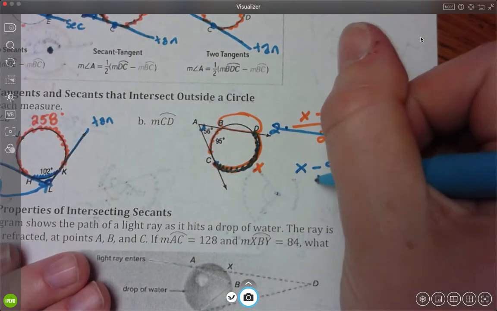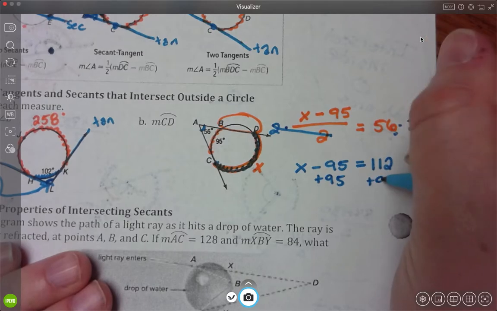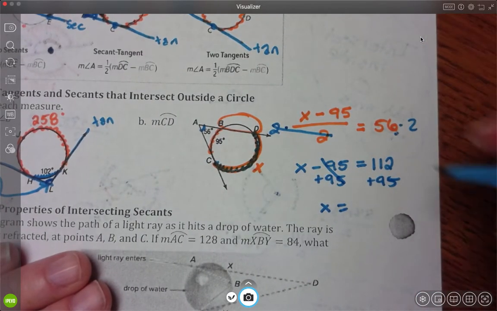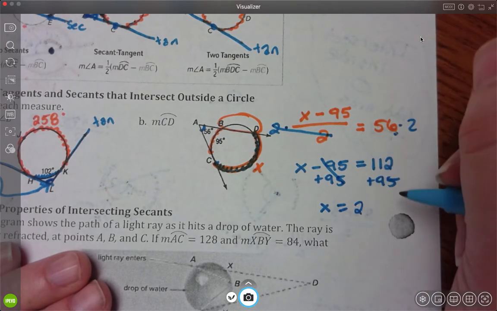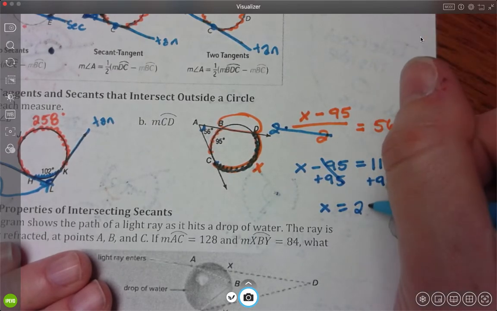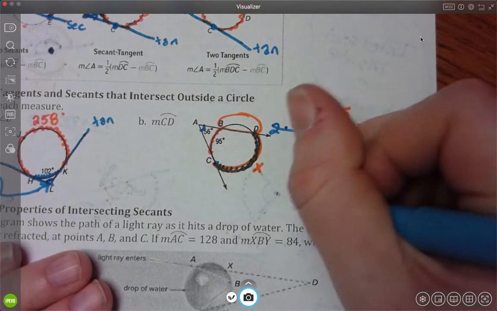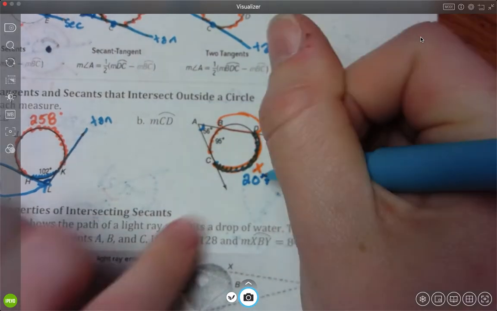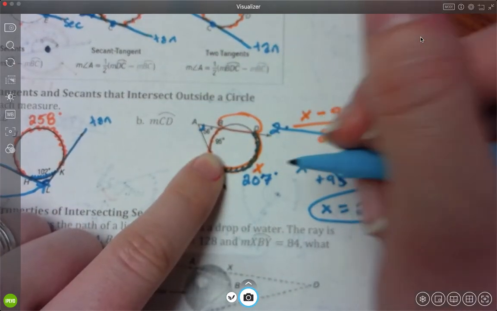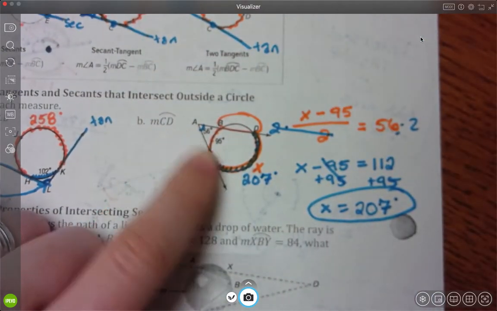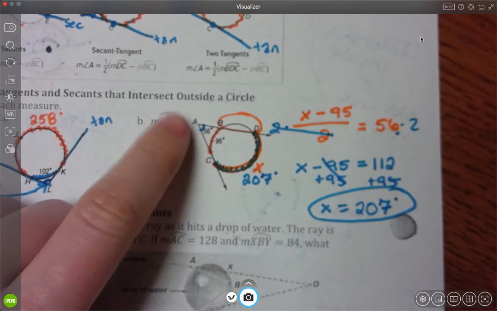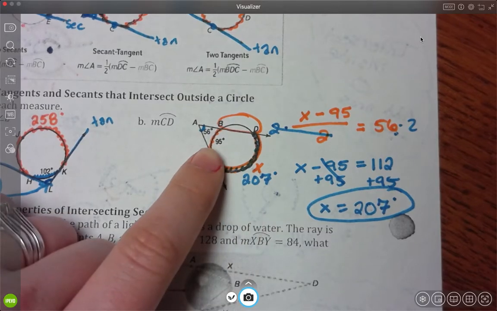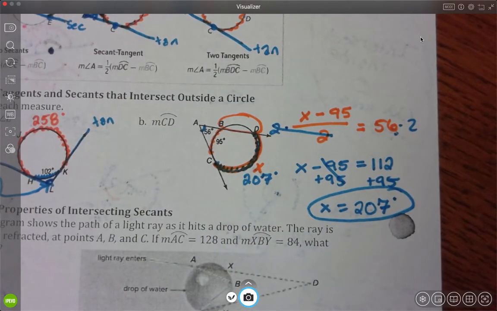Okay, now I'm going to add the 95 over, and X is going to be 112 plus 95, which is 207. 207 degrees, I think, is what that is. Okay, and we can check our answer: 207 minus 95 divided by 2 should be 56. Okay, that's the way that should work, because they're intersecting on the outside of the circle. So we subtract the two arcs. The bigger one minus the smaller one divided by 2 will give us the other piece.